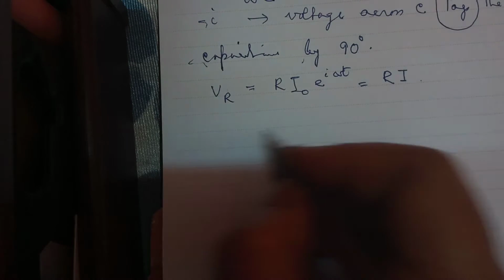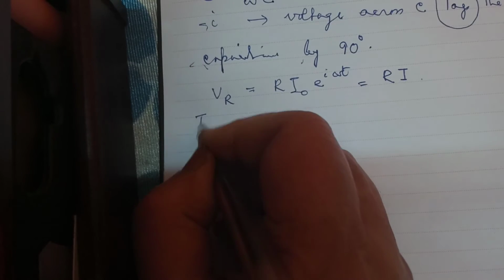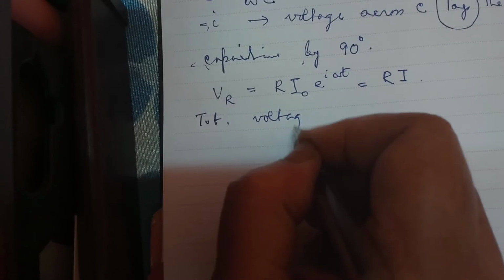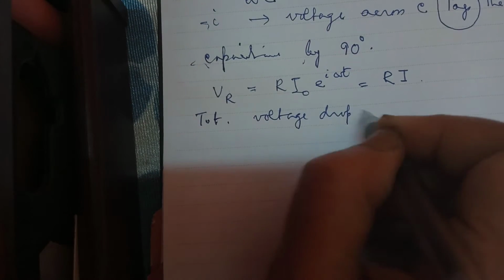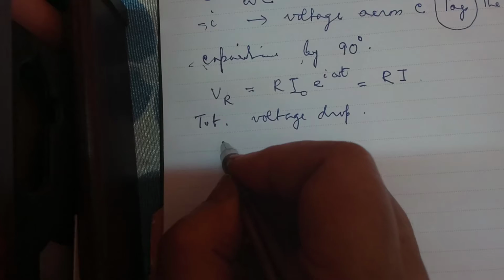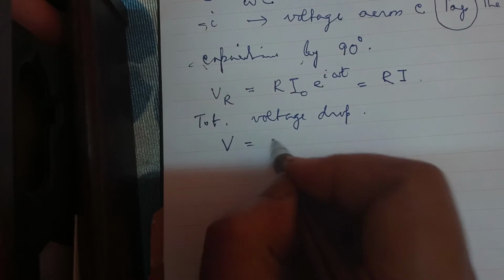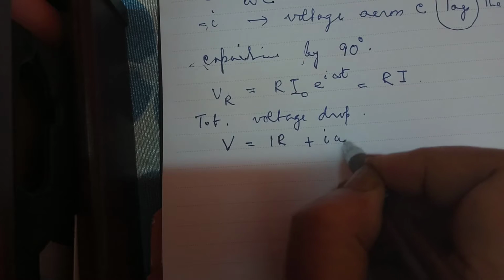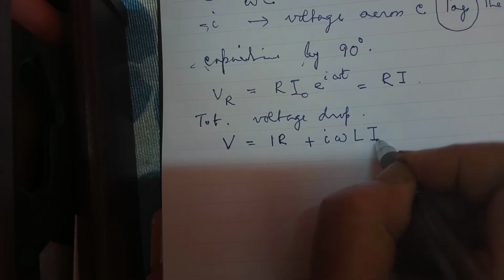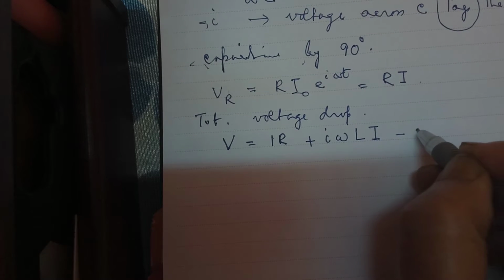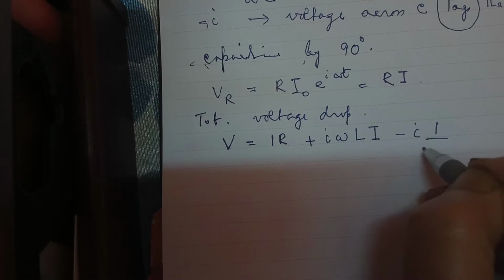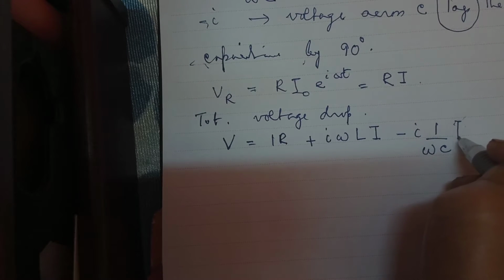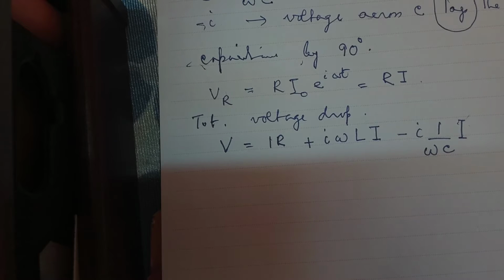If you take the total voltage drop, what is the total voltage drop? The total voltage drop is V, which is equal to I R plus i omega L I minus i (1 by omega C) I, isn't it? That is the total voltage drop.